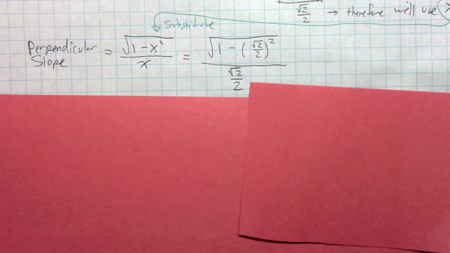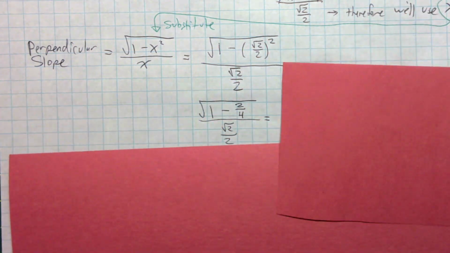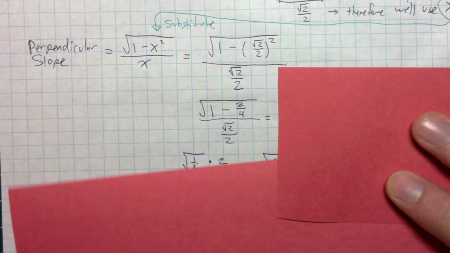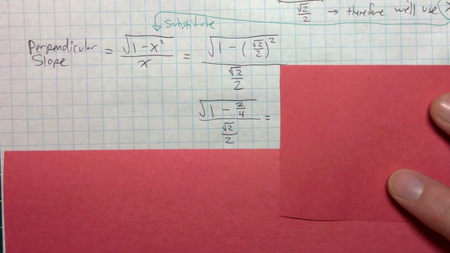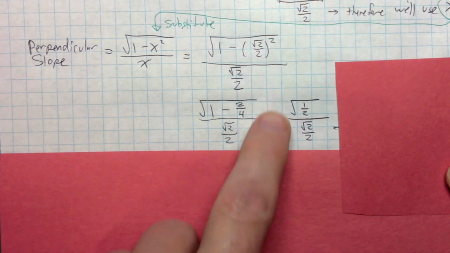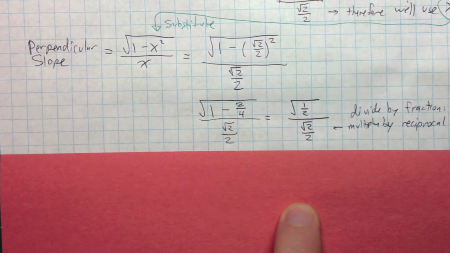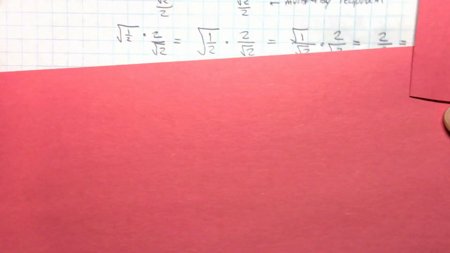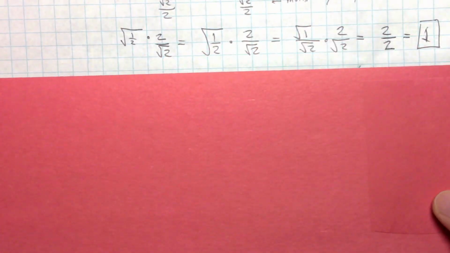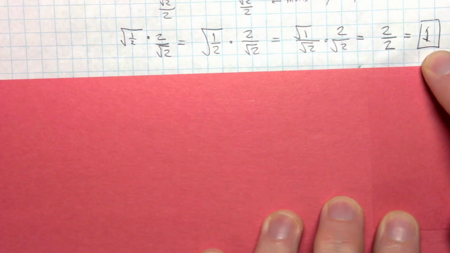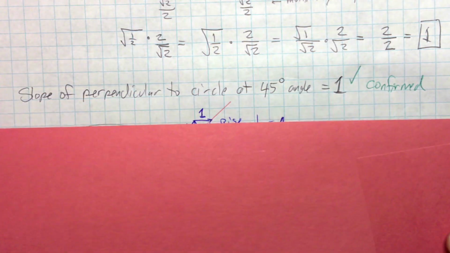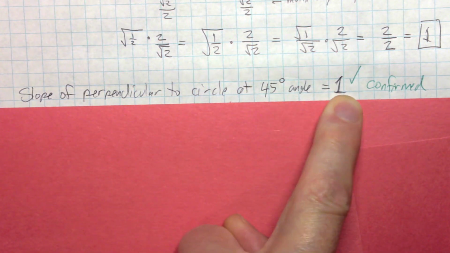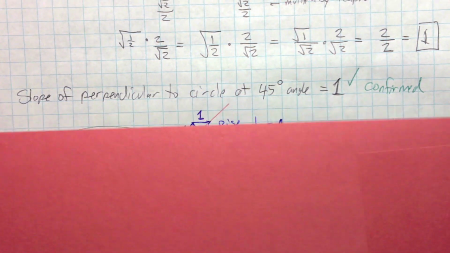And for x, and it gets a little bit obnoxious, this is what we call a complex fraction, where your numerator and or denominator are also fractions. So what we're going to do is, since we're dividing by a fraction, we can simply multiply by the reciprocal. All right. And then after a number of steps, we find that the slope is in fact equal to 1. All right. So what does this mean? The slope of the perpendicular to the circle at a 45-degree angle is 1. We confirmed that from what we were expecting.